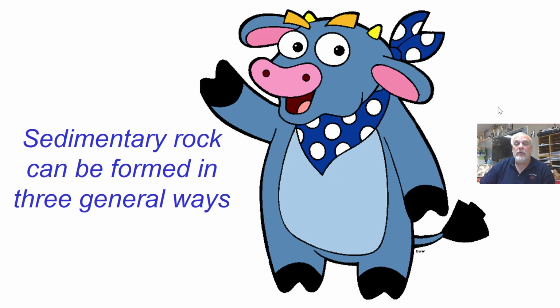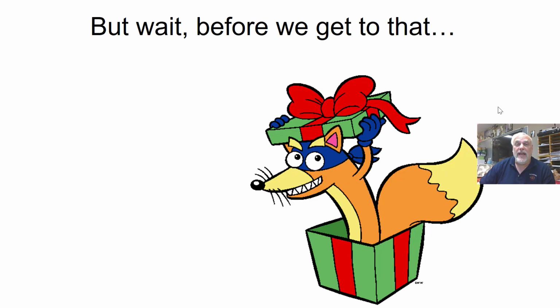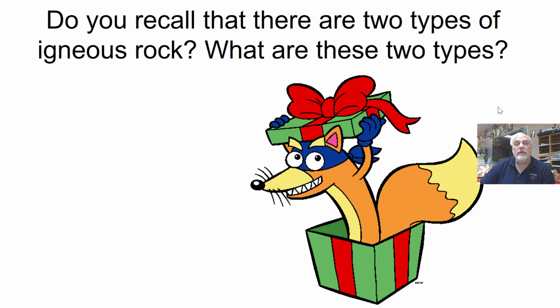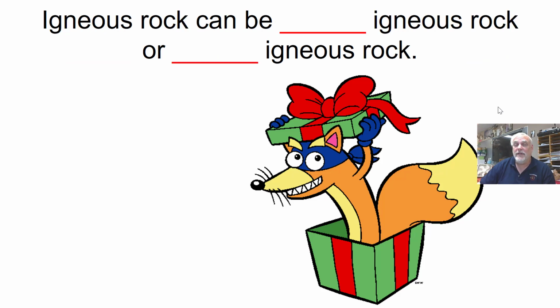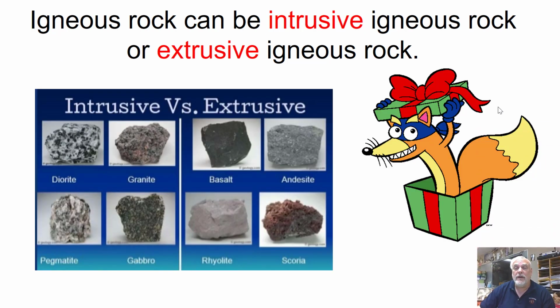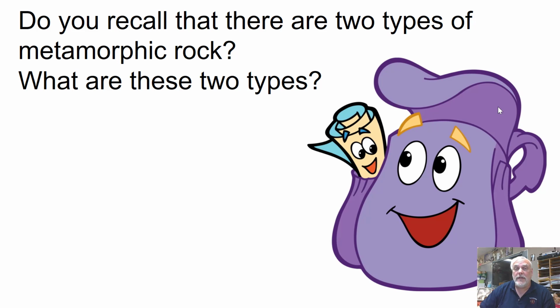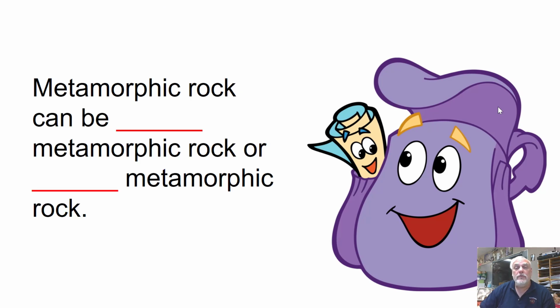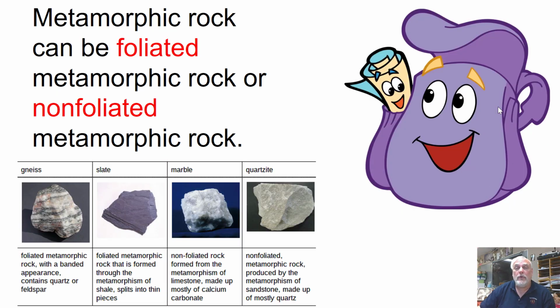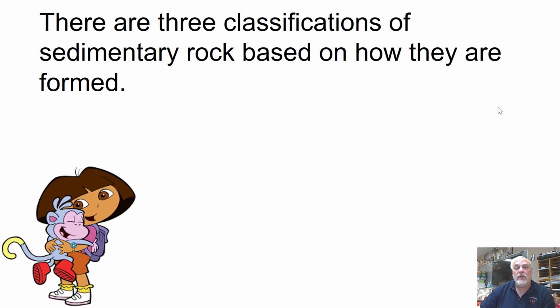Well, sedimentary rock can be formed in three general ways, but before we get to that, we need a little bit of background, a little bit of common vocabulary. If you think about igneous rock, there are two types of igneous rock. Go ahead and fill in the blanks: igneous rock can be blank igneous rock or blank igneous rock. Well, it can be intrusive or extrusive igneous rock. And metamorphic rock, there are two different types that you may or may not know. Metamorphic rock can be either foliated or non-foliated metamorphic rock. So there are two classifications of igneous and two classifications of metamorphic rock.